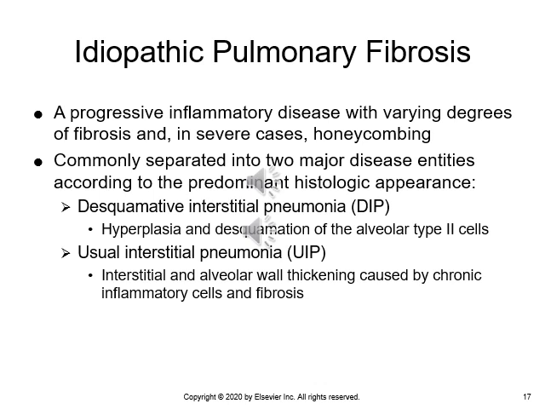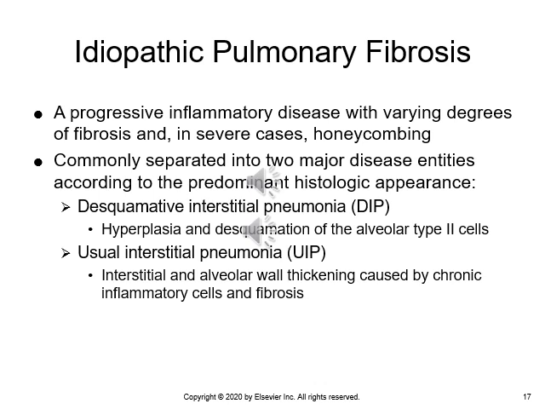Idiopathic pulmonary fibrosis is commonly separated into the following two major disease entities according to its predominant histological appearance: desquamative interstitial pneumonia and usual interstitial pneumonia. In desquamative interstitial pneumonia, the most prominent features are hyperplasia and desquamation of the alveolar type II cells. The alveolar spaces are packed with macrophages, and there is even distribution in the interstitial mononuclear infiltrate.